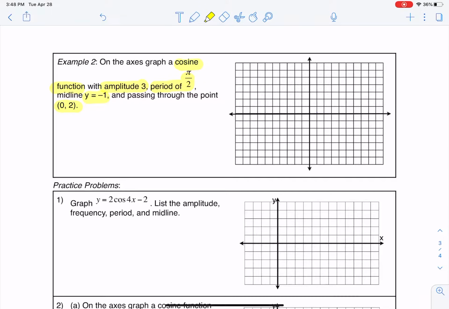So let's go ahead and sketch some of that information here. The first thing I'm going to sketch is my midline. So that's y equals -1. So here's -1 on my graph.